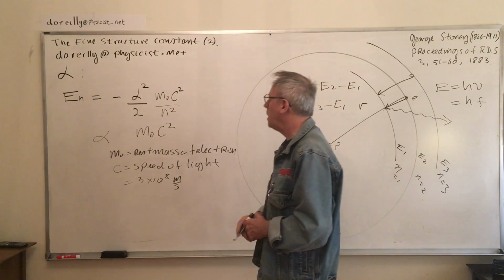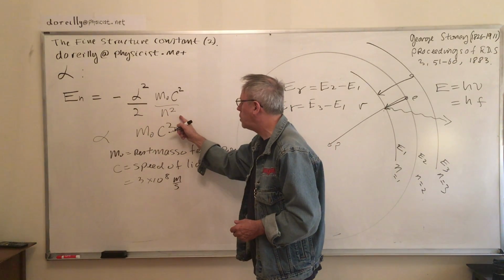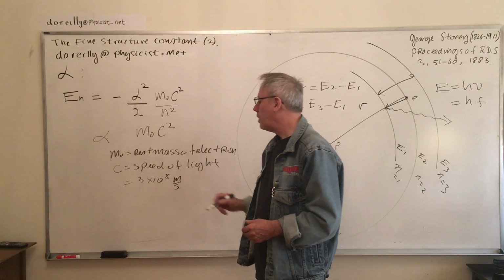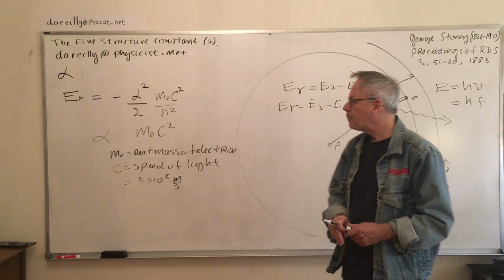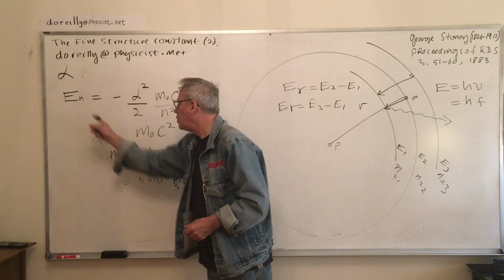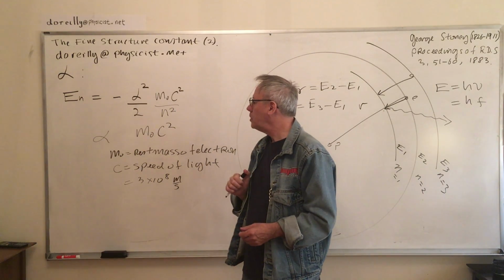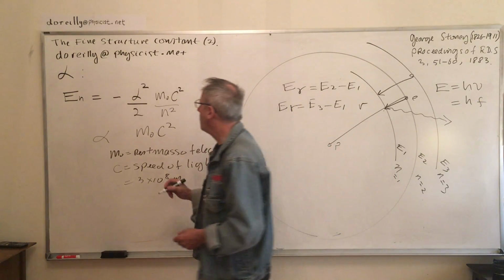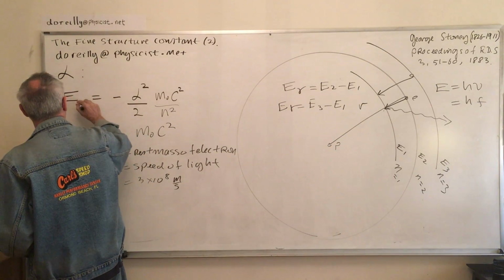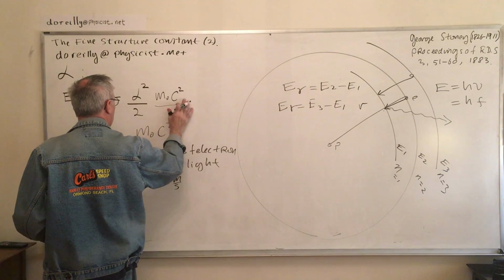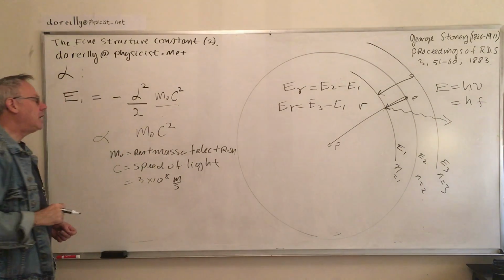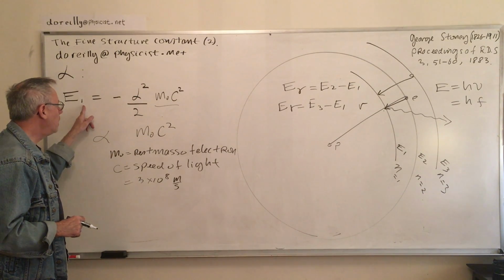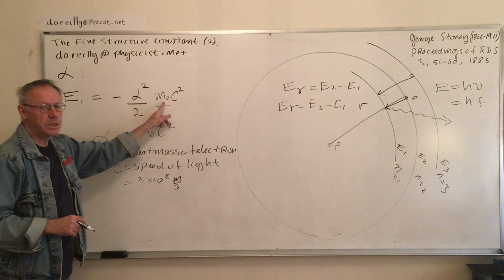Now the quantities in here are the fine structure constant, the integer, the rest mass of the electron, and the speed of light, which is 3 by 10 to the power of 8 meters per second. This is what it's saying. The energy levels are proportional to m0 c squared. Let's say n equals 1. When n equals 1, we say that the energy, level number 1, is proportional to mc squared.